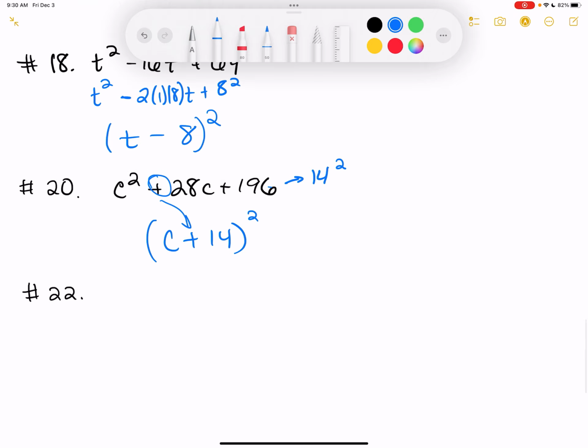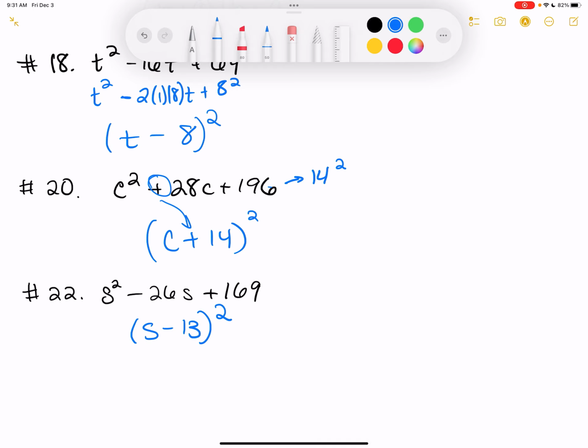22, s squared minus 26s plus 169. Okay, so that would give me s minus 13 squared. The special types are nice. You don't really do anything.